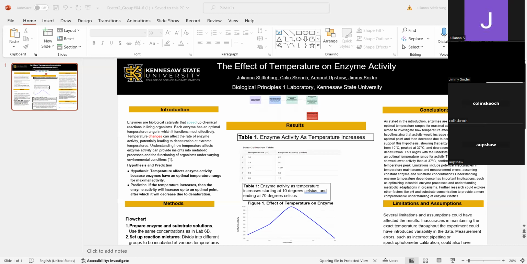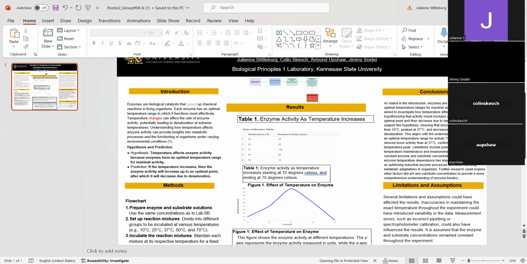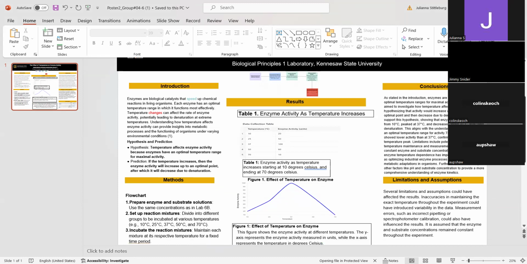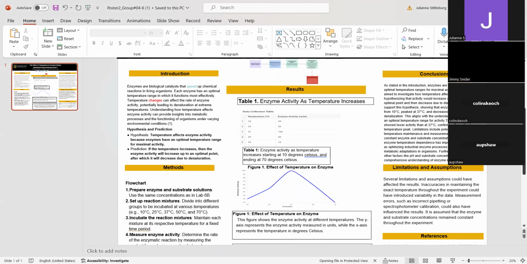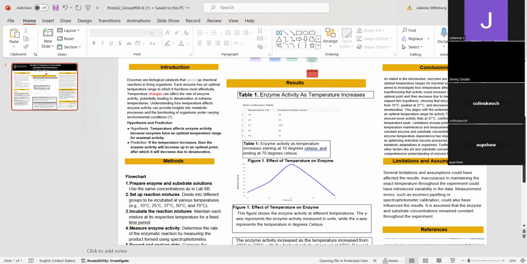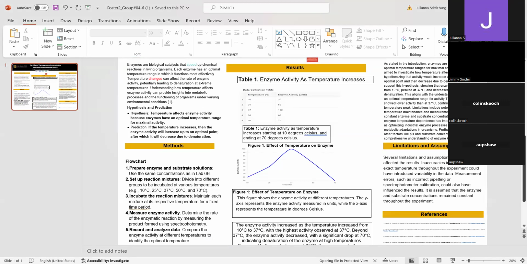Methods. Here's how we tested the temperature effects on enzyme activity. First, we prepared the enzyme and substrate solutions with constant concentrations. Then we set up reaction mixtures and divided them into groups, incubating each at different temperatures: 10 degrees Celsius, 25 degrees Celsius, 37 degrees Celsius, 50 degrees Celsius, and 70 degrees Celsius.